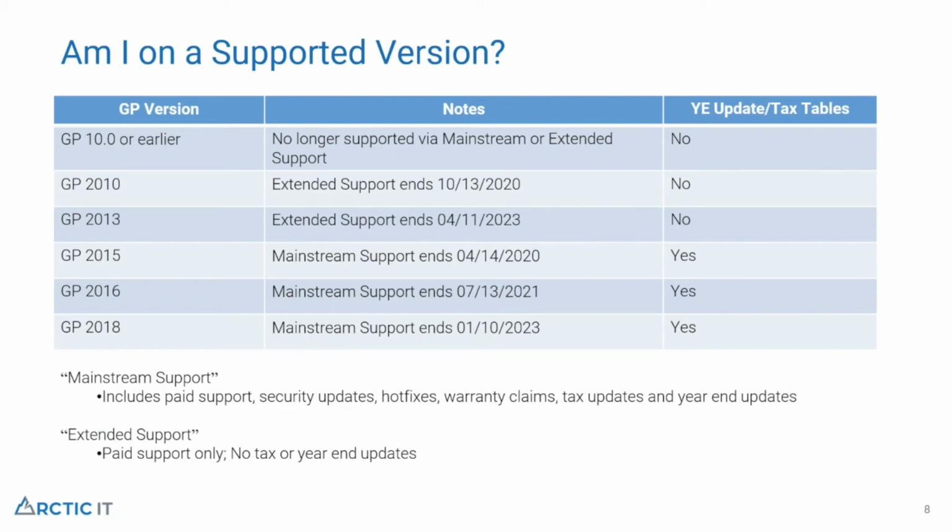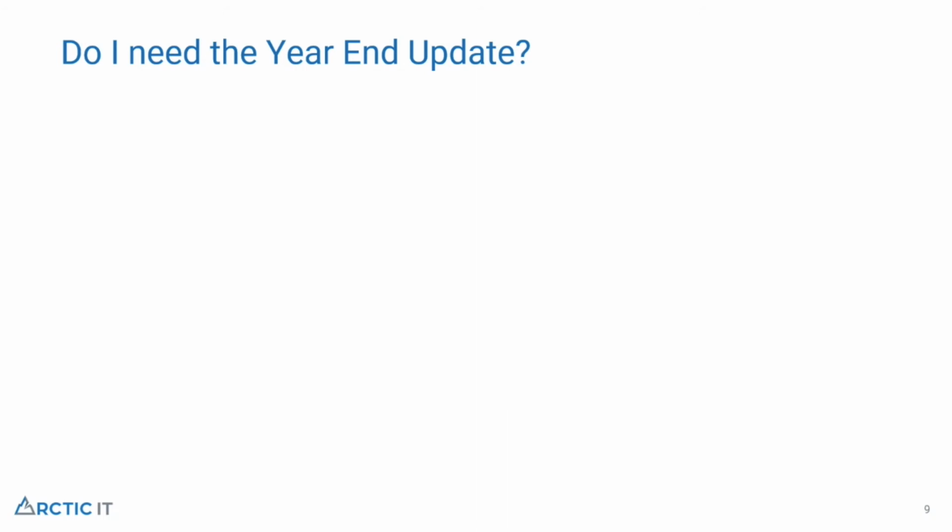For those of you on GP 2015, note that mainstream support will end in April 2020. If you haven't made plans already, start thinking about upgrading to a supported version of GP soon. Some clients wonder if they actually need the year-end update, especially if they don't have payroll or have a non-calendar fiscal year. In general, Arctic IT always recommends that you update at least once per year, and typically year-end is the most popular since it's inclusive of the changes released earlier in the year.